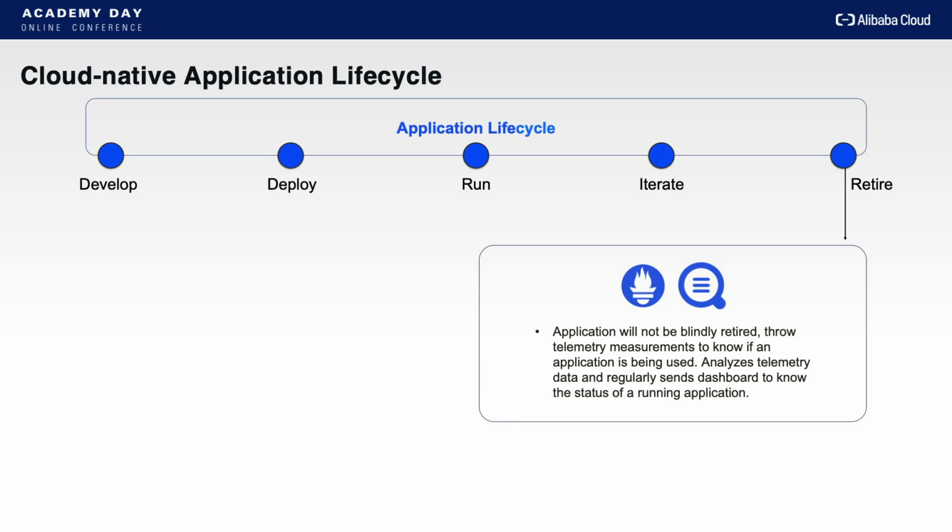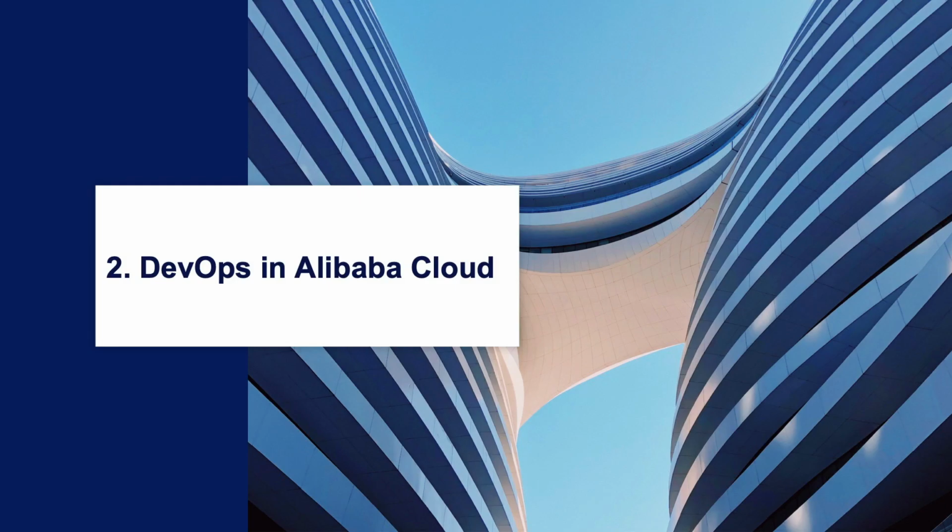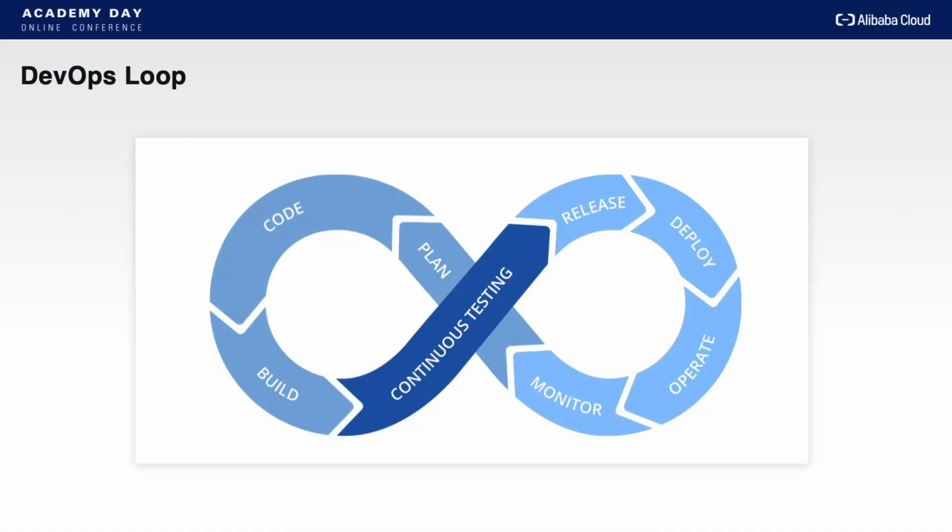Okay, now we should talk about the DevOps solution in Alibaba Cloud. Here is the DevOps loop. DevOps is a set of practices that automates the process between software development and IT teams so that they can build, test, and release software faster and more reliably. The concept of DevOps is founded on building a culture of collaboration between the teams.